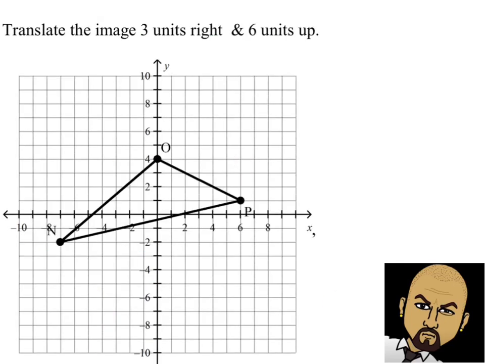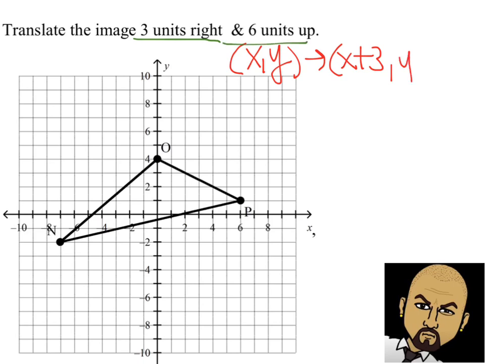Here we're going to translate this image 3 units right and 6 units up. Again, we want to write the coordinate notation. Each X and Y value, we're going to go 3 units right, so we're going to add 3 to each X value, because when you go to the right on the X axis, X increases. And we're going to go 6 units up on the Y value, and so when we go 6 units up, the Y value increases. And so each Y value, we're going to add 6.